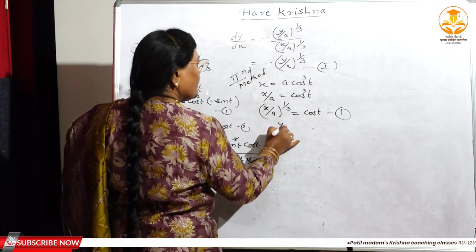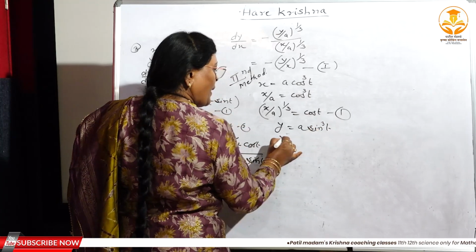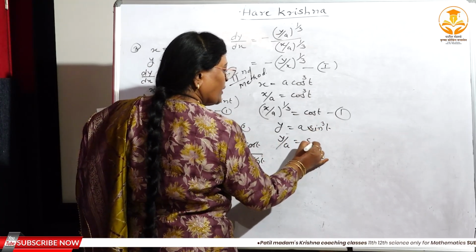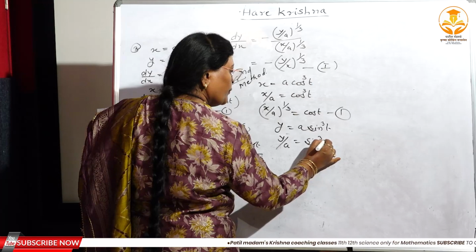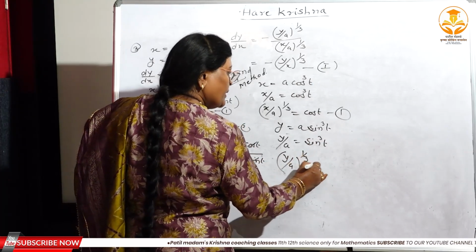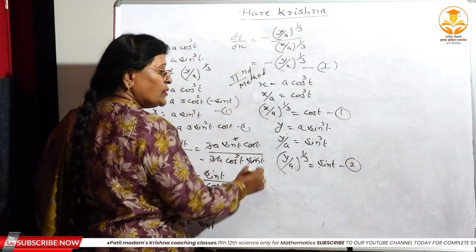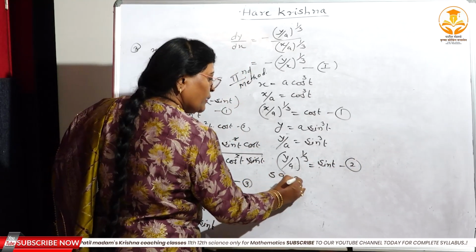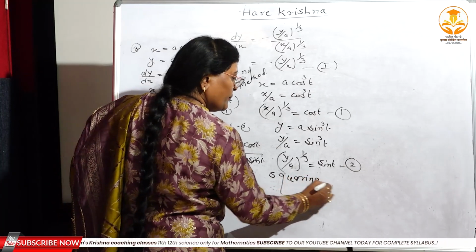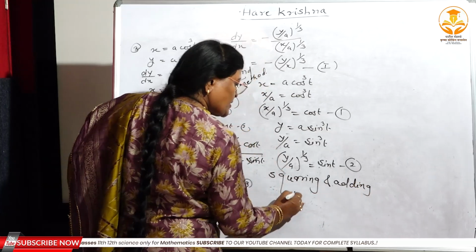Right? Again y is equal to a sin cube t. Therefore y by a is equal to sin cube t. Therefore (y by a) whole to the power 1 by 3 is equal to sin t. This is same. Now see what you have to do. Squaring and adding, squaring and adding first and second.